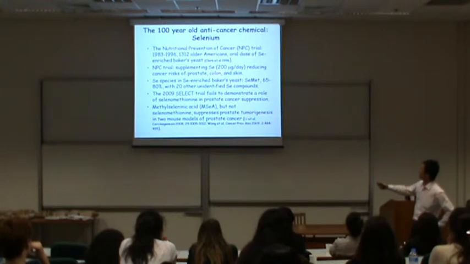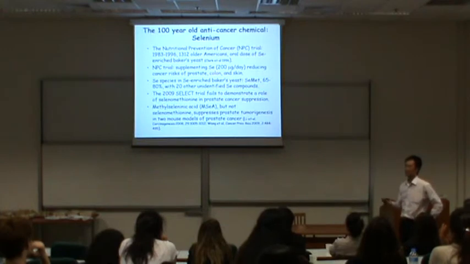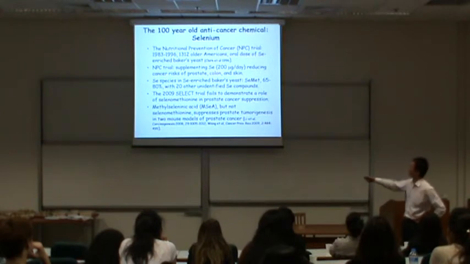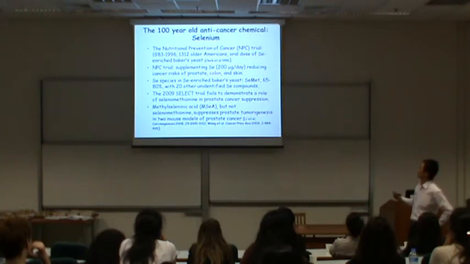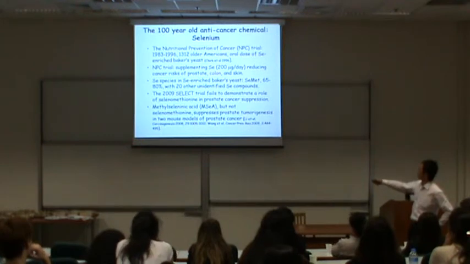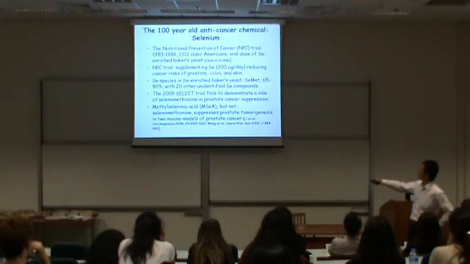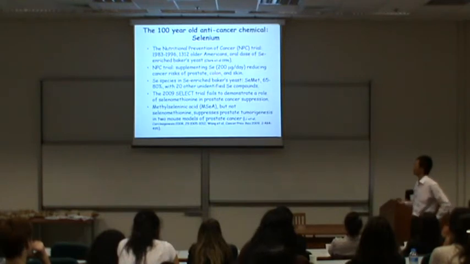At least what I think is that the chemical form is different. Based on this result, selenomethionine is not an active form to suppress prostate cancer. Also later, in 2008 and 2009, in an animal study, this group showed that another form, methylselenic acid, but not selenomethionine, can suppress prostate carcinogenesis in two mouse models of prostate cancer.